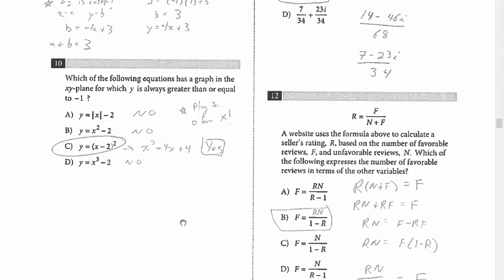Which of the following equations has a graph in the xy plane for which y is always greater than or equal to negative 1? Here, what I'm thinking of is plugging in 0 for x, to see when y is always greater than or equal to negative 1. Here, if I plugged in 0, that's negative 2. Here, negative 2. If I did this one, negative 2. But for this one, if I plugged in 0, I would find out that that would give me a positive value. So by default, there's our answer.